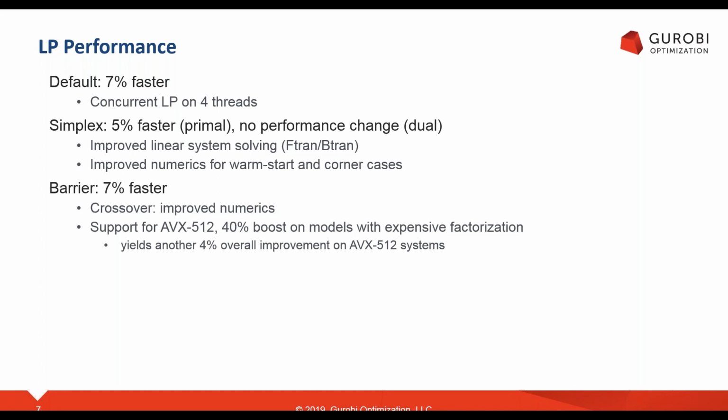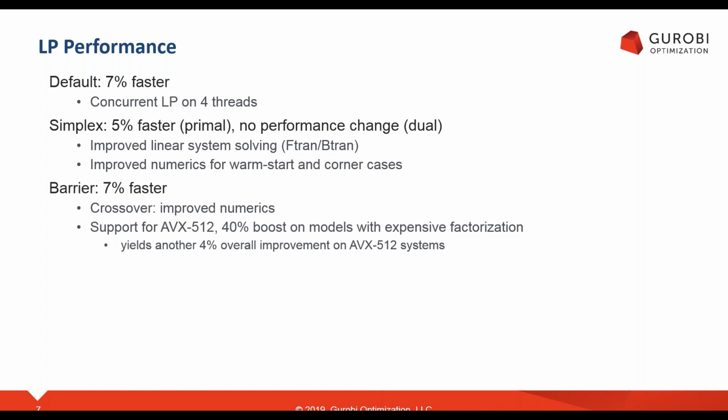The barrier algorithm in total got 7% faster. One of the pieces of barrier is actually the crossover code, which is again the simplex. And here the improved numerics come into play very nicely, in that the crossover now is faster because the numerical properties of the simplex algorithm have been improved.